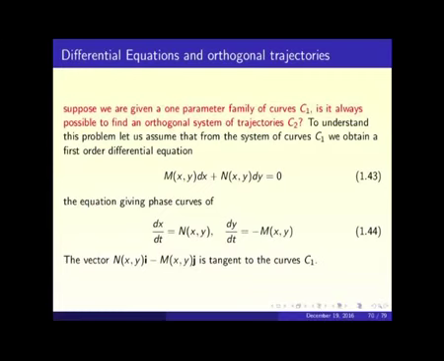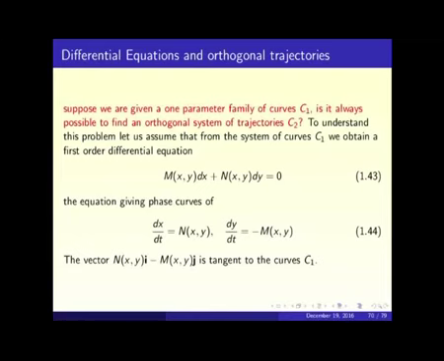To understand this problem, let us assume that the system of curves C1 gives rise to a differential equation M dx plus N dy equal to 0. We have seen examples. You got a system of curves with a parameter c, you differentiate, you get one more equation, you eliminate c between the two equations and you get the differential equation. We have seen numerous examples of that kind. So now assume that this has been done and you got the differential equation M dx plus N dy equal to 0.